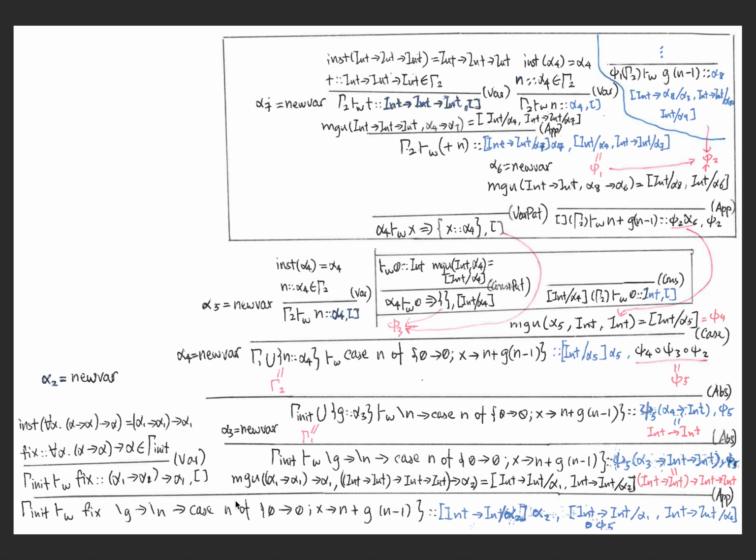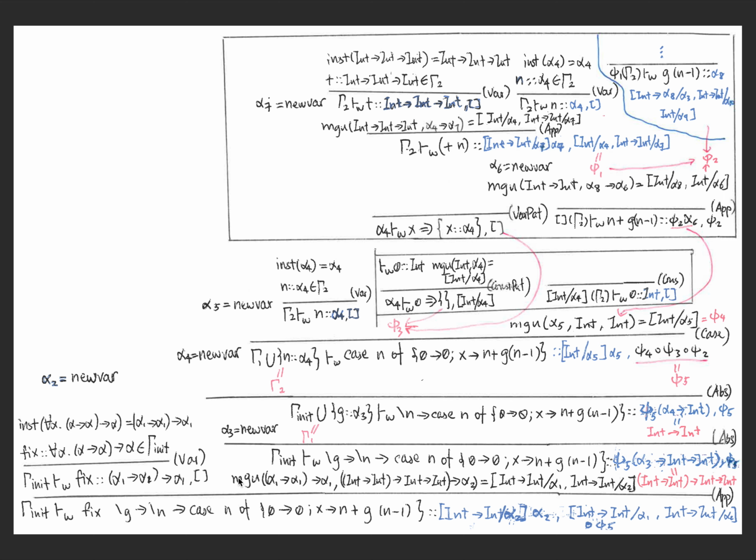Let's look at the app rule here. Because it's an application, we need to first find out the type of fix. So we look up fix from the gamma init, which gives us for all alpha, alpha goes to alpha and return alpha, and we immediately apply the inst function to it, which gives us a simple type from alpha 1 to alpha 1, where this is an input parameter and we return alpha 1. To unify it with the actual argument, we first need to create a temporary variable, or new unification type variable, called alpha 2. We're going to use that later on for the MGU here.